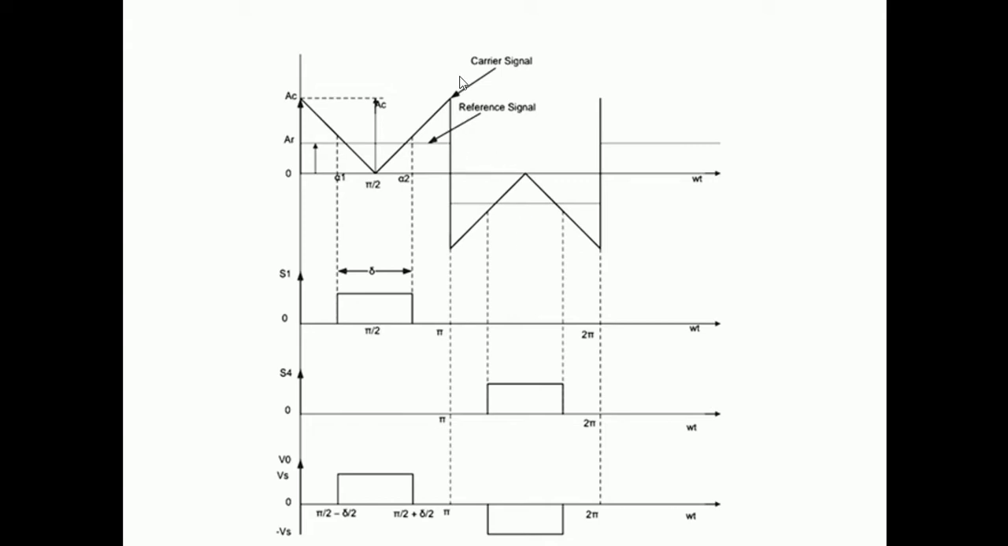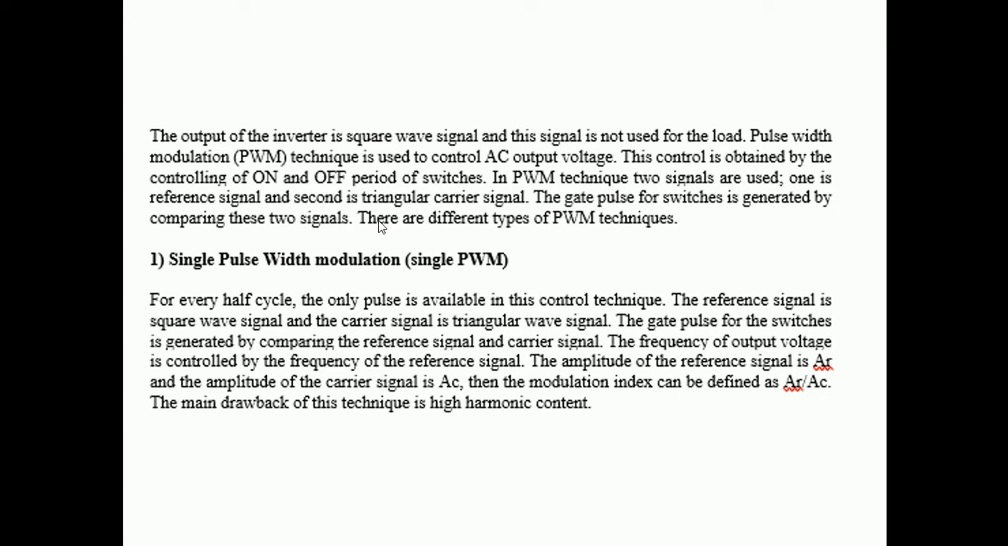Reference signal minus carrier signal. Here the carrier signal is in the form of triangular, and the reference signal is a square wave. So for every half cycle, only one pulse is available in the control technique. The reference signal is a square wave signal, and the carrier signal is a triangular wave signal. The gate pulse for the switches is generated by comparing the reference signal and carrier signal.